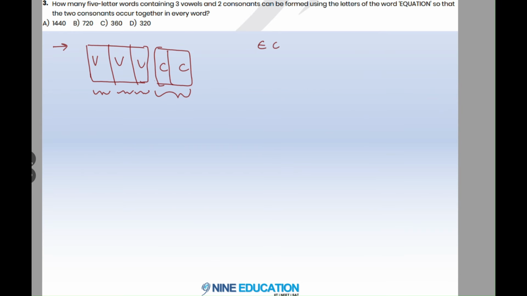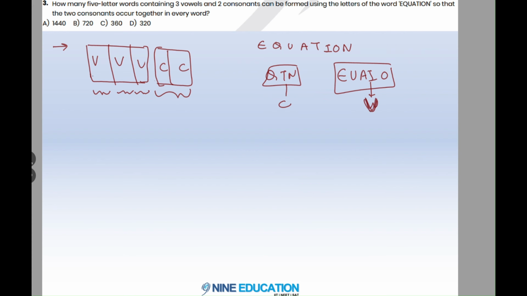Now write the consonants and the vowels of the word equation. Q, N, T are the consonants. E, U, A, I, O are the vowels. Now what you need is 3 vowels out of the total 5 vowels. So choosing 3 vowels out of the 5 total vowels will be equal to 5C3. Then you need to have 2 consonants out of the 3 given consonants. So that will be equal to 3C2.